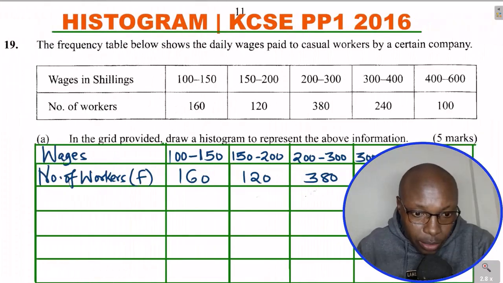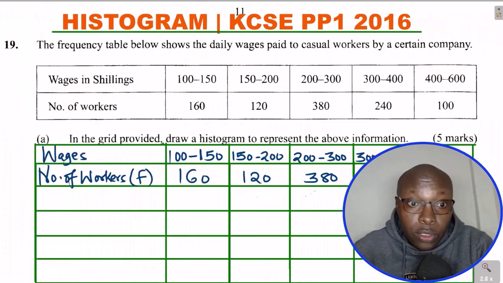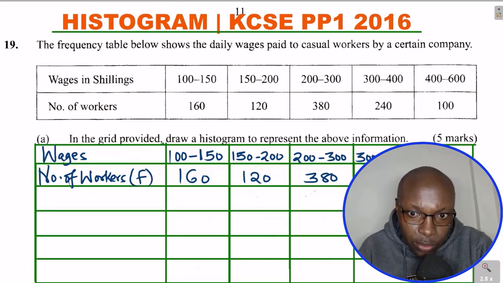Hello and welcome. I'd like us to solve this question on histogram, KCSE Paper 1 2016, question number 19. The frequency table below shows the daily wages paid to casual workers by a certain company. So the table is there. Part A of the question: in the grid provided, draw a histogram to represent the above information.